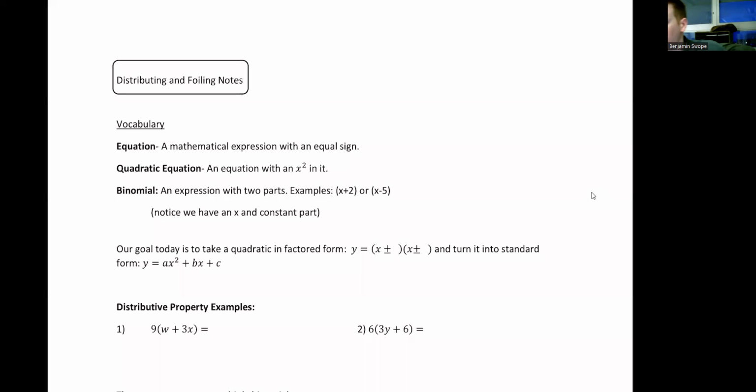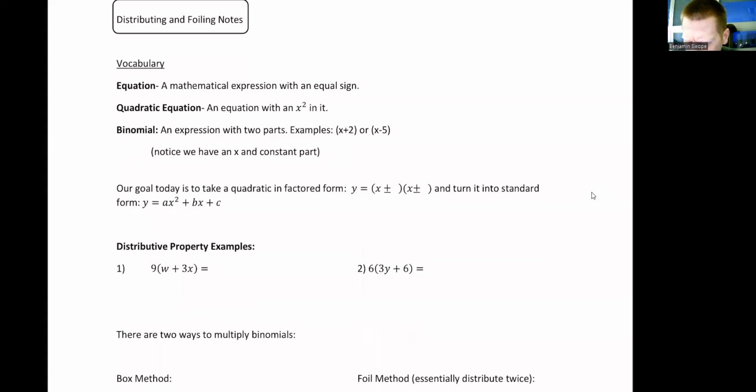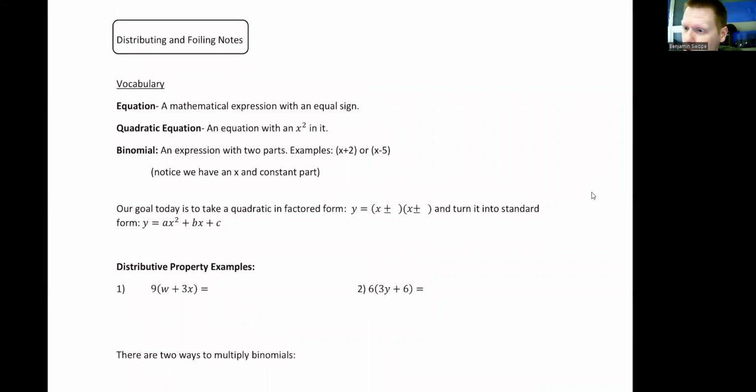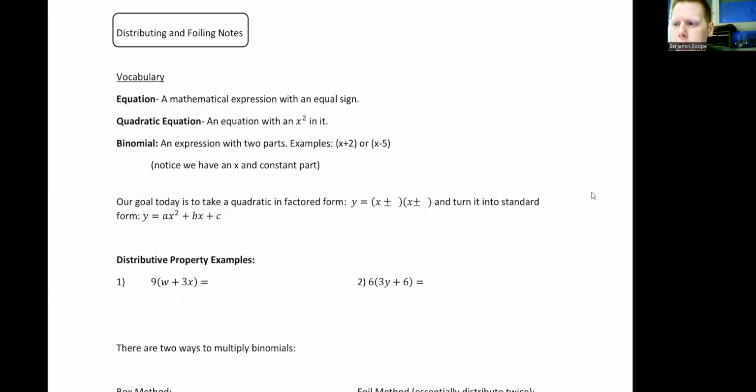I'm just gonna go through these notes in case you're not in class, or if you want to check out this video, it might help you out with this section. But basically, we're gonna be looking at distributing and FOILing today. Basically, this is how we can go from something in factored form back to standard form. It's the opposite of what we did last week or before spring break with factoring.